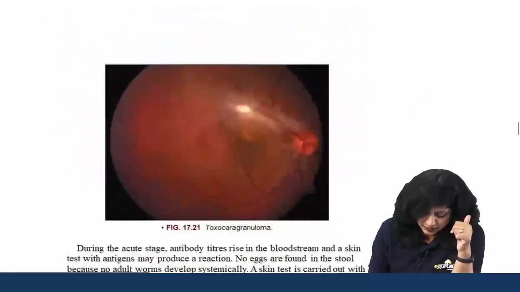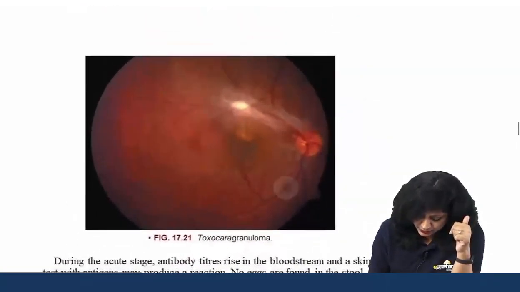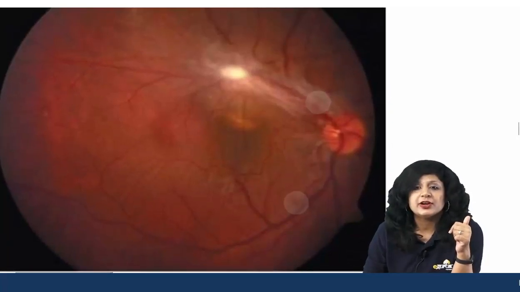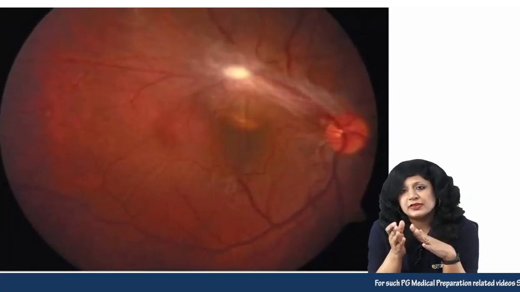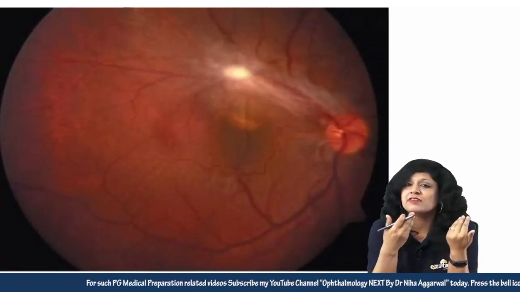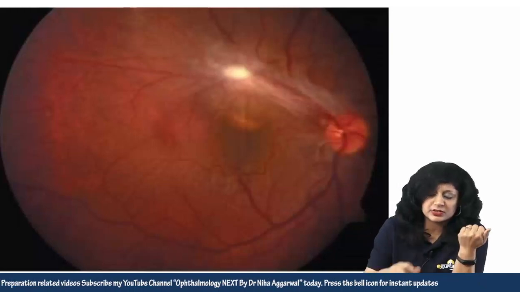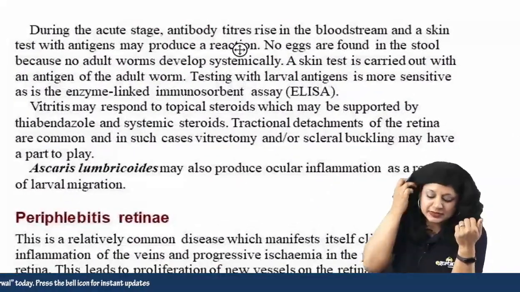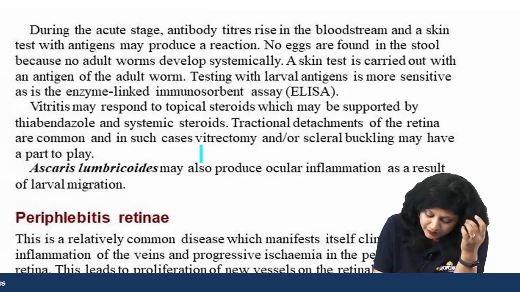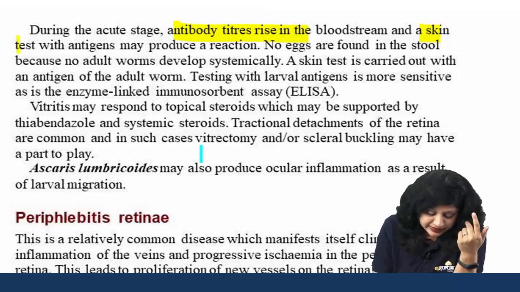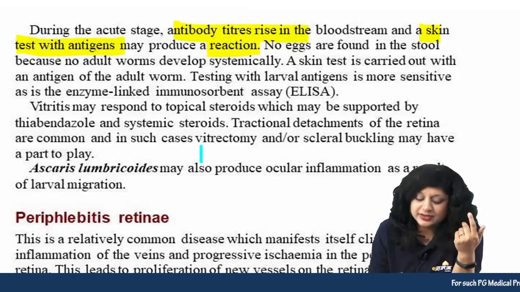Alright. Now if you see here, this is a Toxocara granuloma. Look at the fundus here. They will not expect you to diagnose a Toxocara granuloma just from the fundus. Obviously they will give you the related signs and symptoms, and only then can you make the diagnosis. During the acute stage, antibody titers will obviously rise, and if you do the skin test with the antigens, that will also produce a reaction.